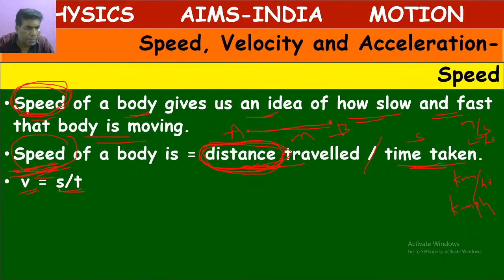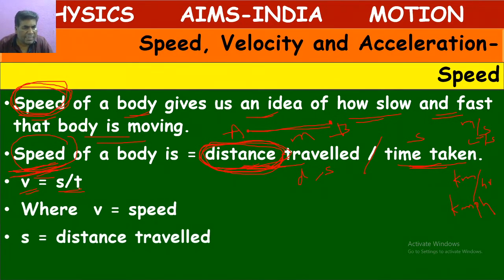Distance is denoted by the symbol S. Sometimes distance is denoted by D, sometimes by S. So V equal to S by T, which means distance by time, where V is the speed, S is the distance traveled, and T is the time taken. This is the formula for speed.